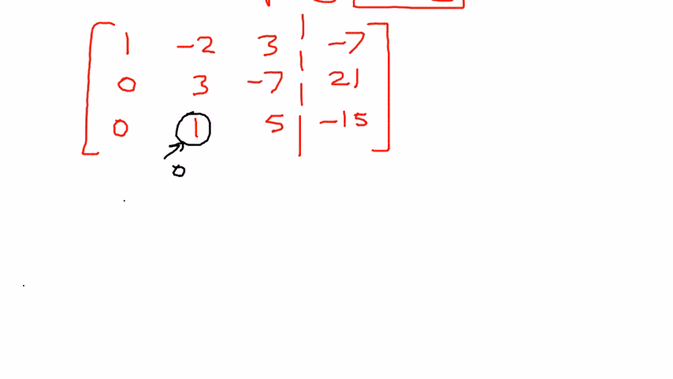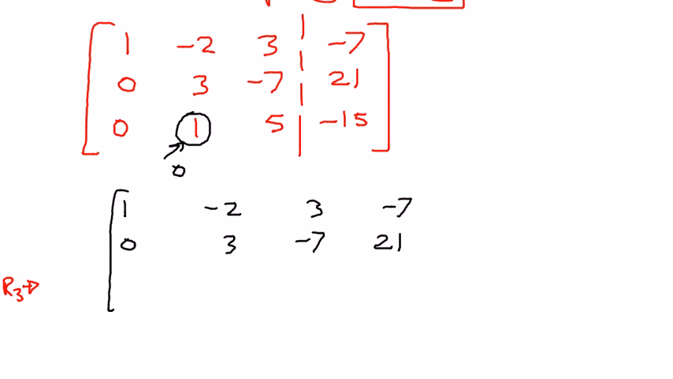So we have 1, -2, 3, -7, then 0, 3, -7, 21. That is the second row, and the third row we're going to write out as follows. The new R3 is going to be equal to R2 minus 3R3. That's the way we want to do it.